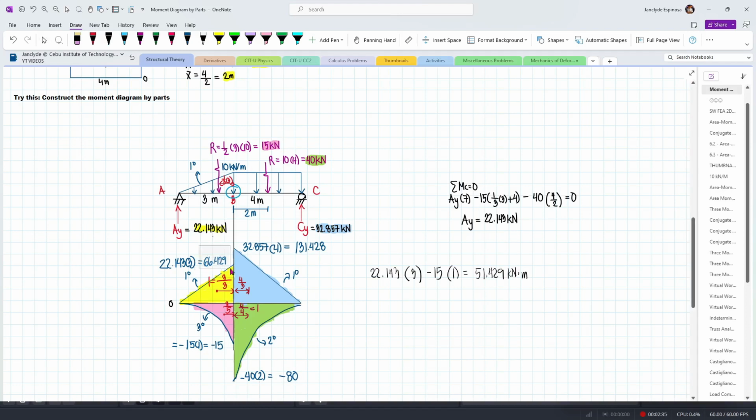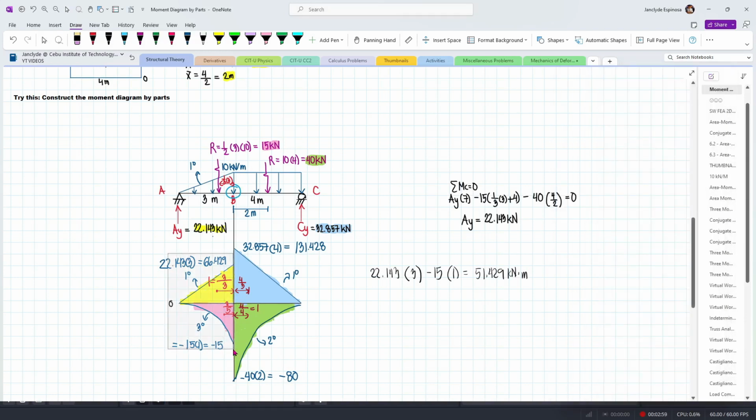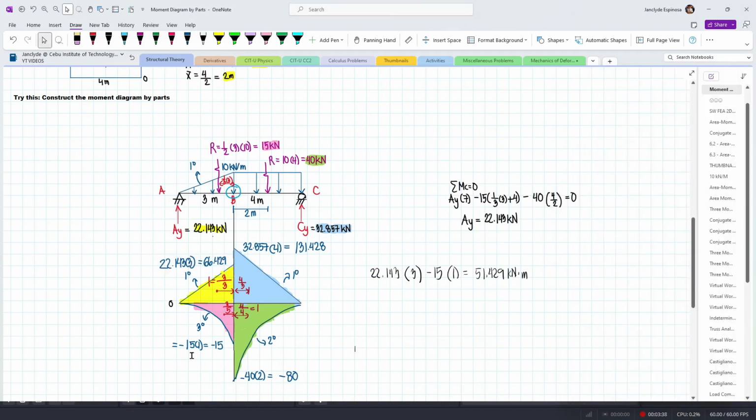Now, in order to check if these are correct, then we can add, this is our moment center, point B. Let's try to check if 66.429 minus 15 would amount to this value. So press equals, this is 51.429. And so this diagram is actually correct. And then dito naman, for the right side, we have 131.428 minus 80. This amounts to 51.428. And so this is the easiest way you can verify your values right here. Do this before taking the area moments, para sure ka na sa next steps.